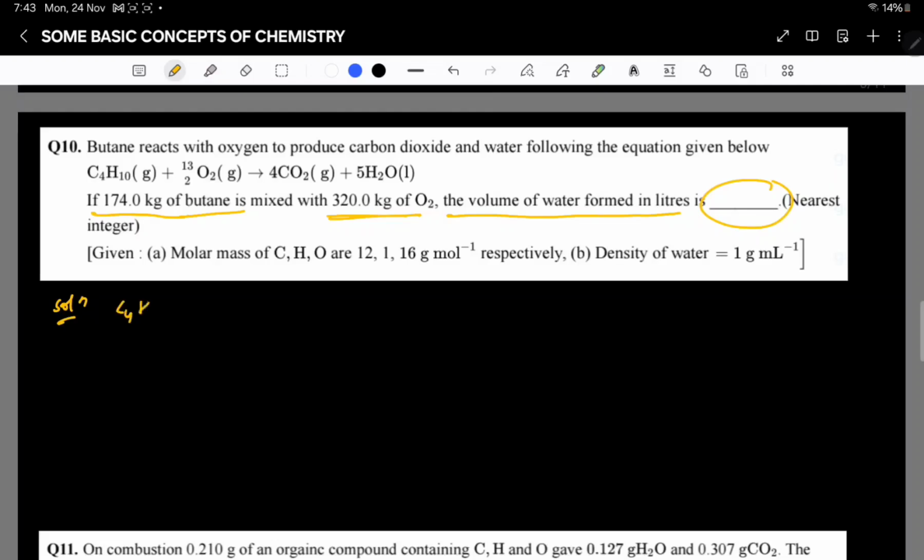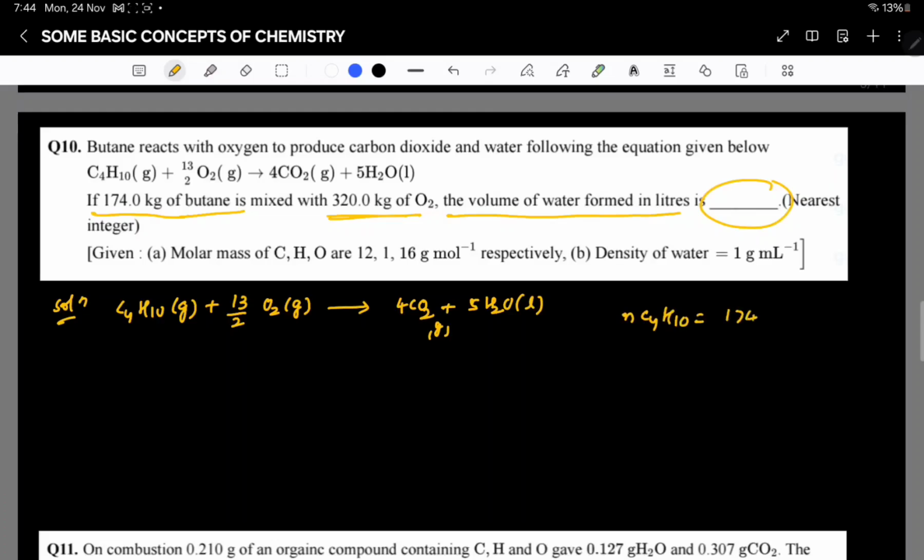So C4H10, butane gas, on complete combustion with oxygen, we will get carbon dioxide plus 5 moles of water in liquid. So the question is asking about butane gas and water only. But the limiting reagent is the parameter we need to concentrate on. So first we will calculate the number of moles of C4H10, student.